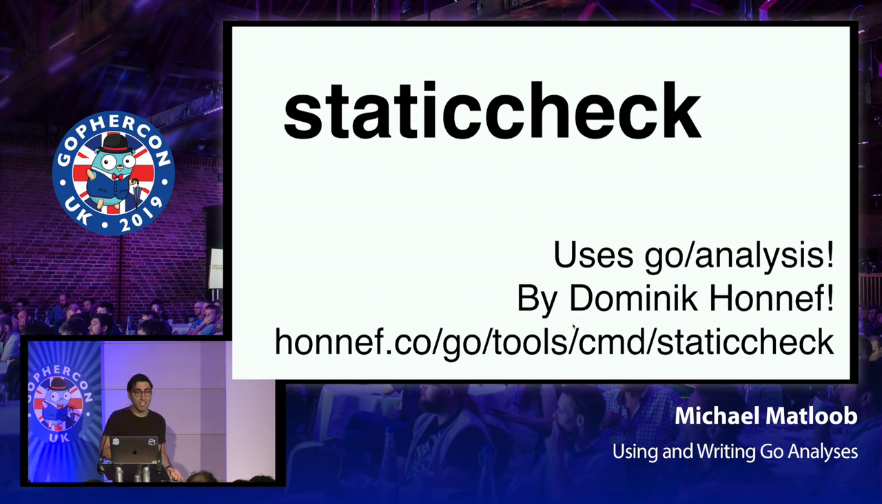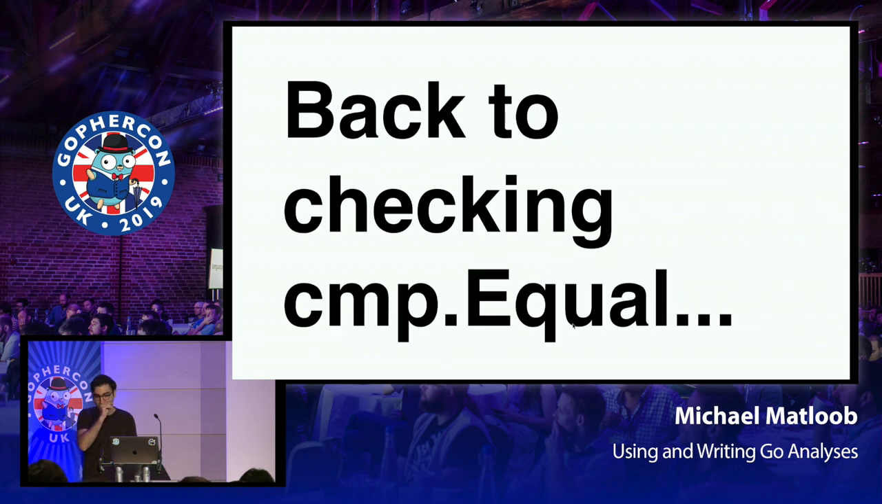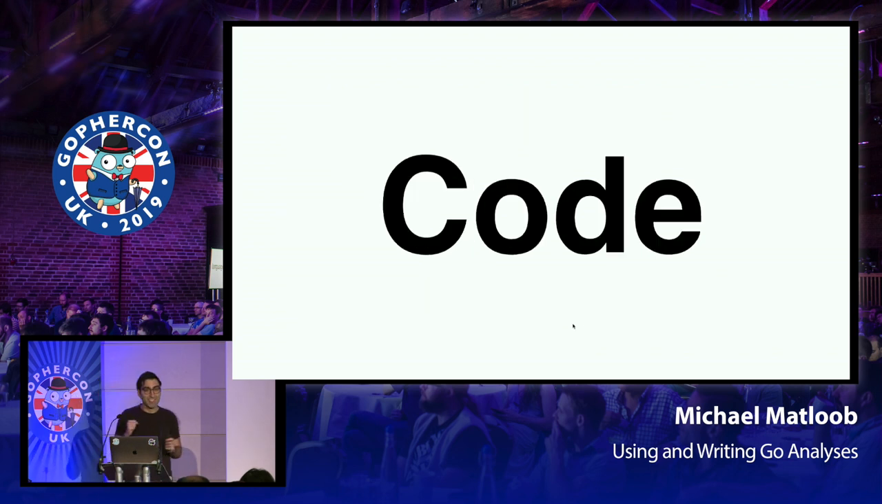There's also staticcheck, which has way more analyses than GoVet and can find even more problems with your code. It also uses the analysis framework. These are both great sources of examples for analyses. But let's go back to our example at hand. Let's check compEqual and make sure that it's being called and held the right way.